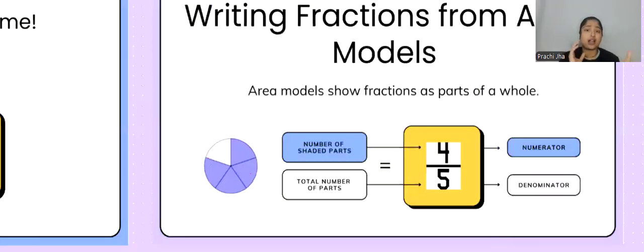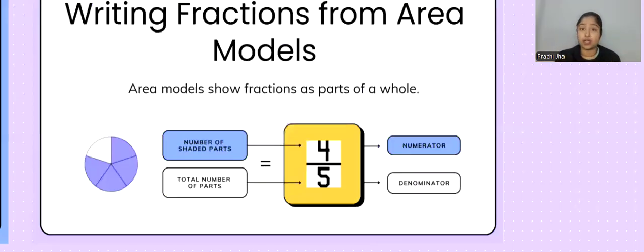Exactly. Now, let's quickly revise what we know from the previous concepts. You can see 4 over 5. The 5 represents the total number of parts. The number written at the bottom, 5, represents the total number of parts, which we also call, in mathematical terms, the denominator. Now, the number on the top represents the number of shaded parts, or the number of parts we are talking about. That is called the numerator in mathematical terms.